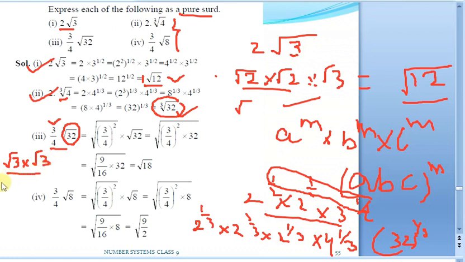Why? Because when you add all those powers, again it will be power 1 only. So that is why this 4 I will write as root 4 into root 4. That means I am making the order the same. I am doing nothing else here, I am making the order the same. It will be root 32.